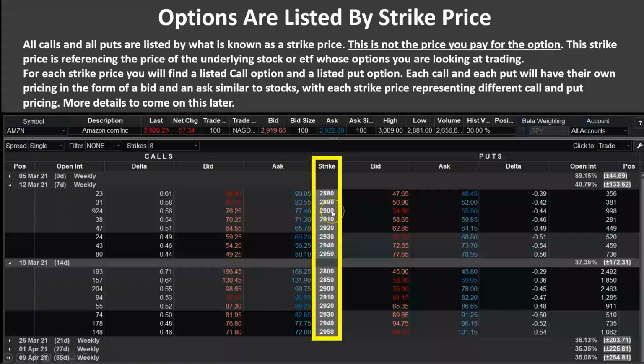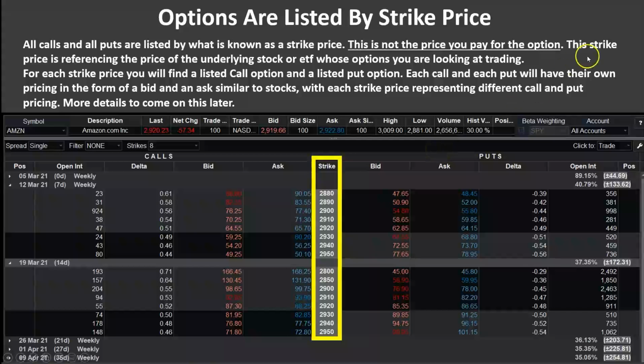Looking at a strike price of 2,900, if you thought that Amazon was going to go down and you wanted to make money on the move down, you could buy these puts at 55.80. If you thought that Amazon was going to go up, then you can buy these calls at 77.40. We'll talk more about how to select strike prices later in this video.